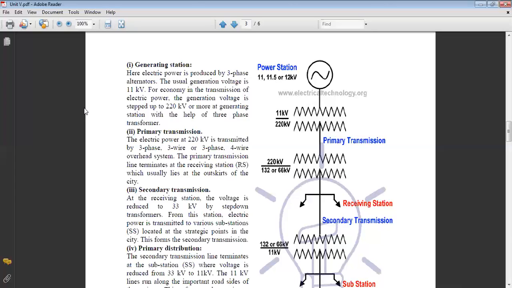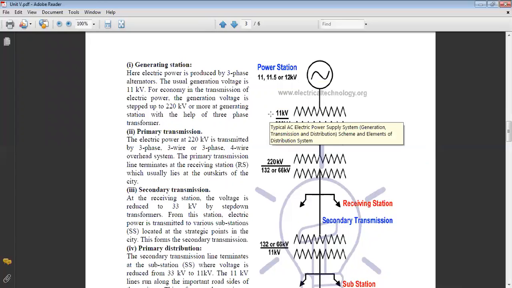For economy in the transmission of electrical power, the generation voltage is stepped up to 220 kilovolt and more at the generating station with the help of a three-phase transformer. Clear? So what is happening? At the generating station, we generate the power at 11 kV, and this 11 kV is stepped up to 220 kilovolt or more.